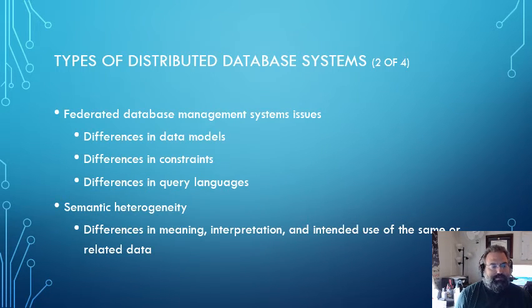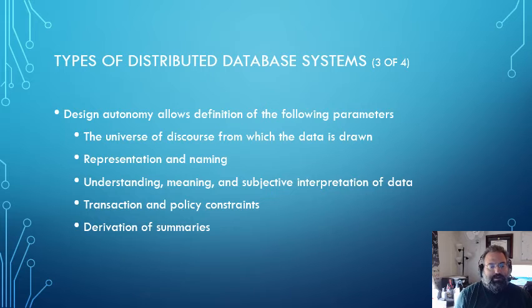The types of distributed database systems include federated database management systems, which have the following issues: differences in data models, differences in constraints, and differences in query languages. Semantic heterogeneity is differences in meanings, interpretation, and intended uses of the same or related data. Design autonomy allows different definitions of the following parameters: the universe of discourse from which the data is drawn, representation and naming, understanding, meaning, and subjective interpretation of data, transaction and policy constraints, and derivations of summaries.